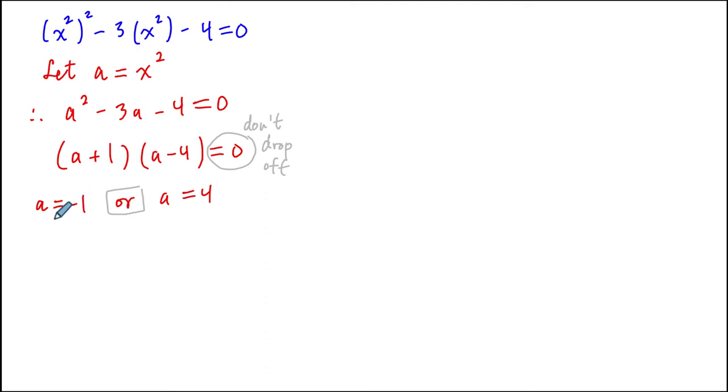Now our goal was to solve for x, so once we have the values for a solved, we have to back substitute and replace a with x squared. So we have x squared equals negative 1, or we have x squared equal to 4.